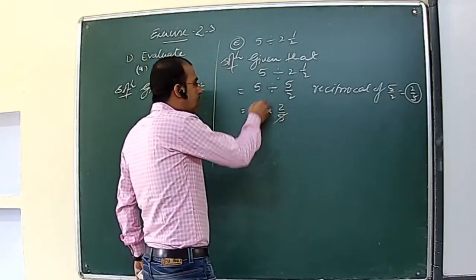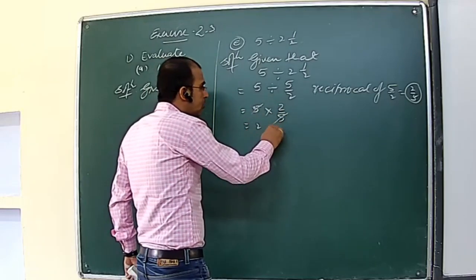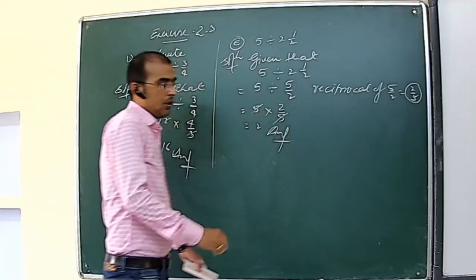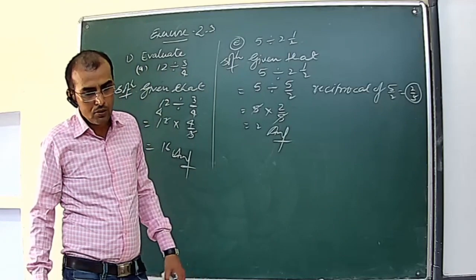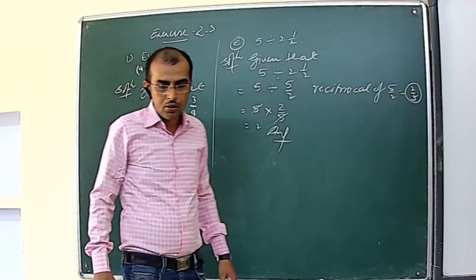And you know that 5 and 5 will cancel. What will be your answer? 2 will be your answer. This is your answer. Is it clear?